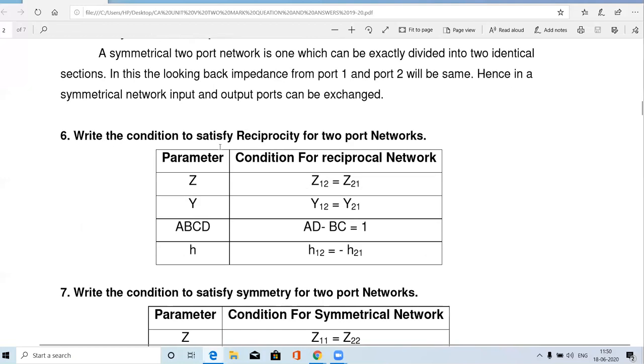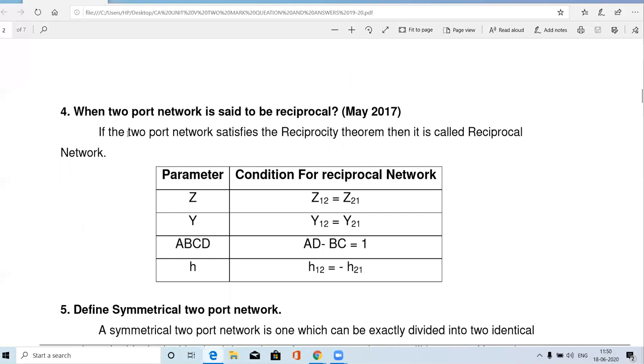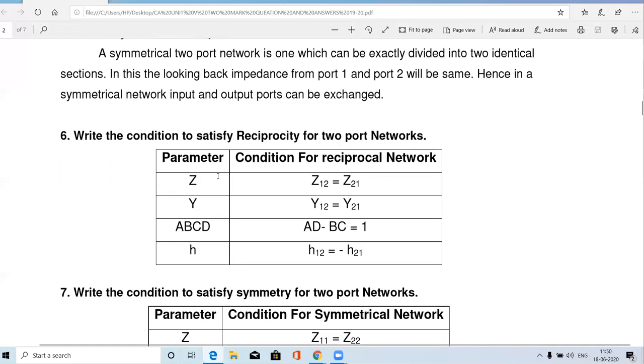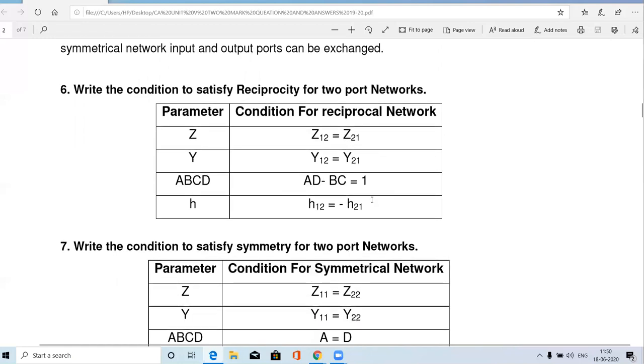The next question: write the condition to satisfy the reciprocity of a two-port network. We already discussed this in the fourth question, when a two-port network is said to be reciprocal. The answer is the same. In terms of the Z parameters, Z12 and Z21 values are the same. In terms of the Y parameters, Y12 and Y21 values are the same. In terms of ABCD, the determinant of the ABCD matrix is 1. In terms of the H parameters, the H12 value equals minus the H21 value.